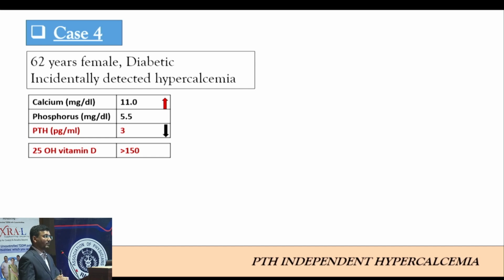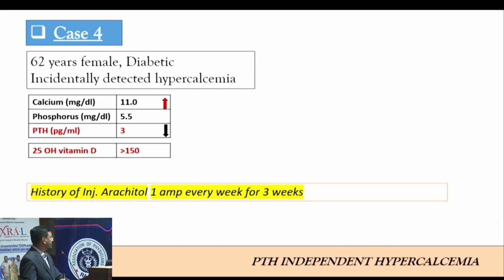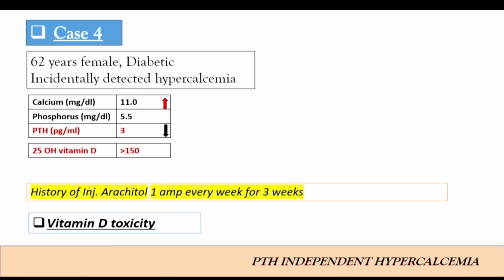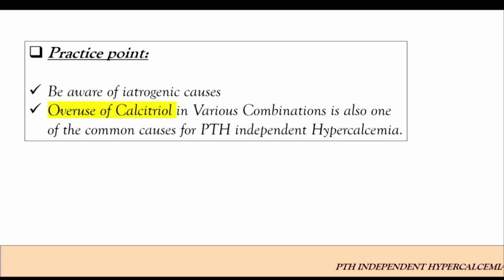The vitamin D level was checked next; it is more than 150. On history, she had taken an injection of cholecalciferol, 1 ampule every week for 3 weeks. We know such patients come across. So this happens. It is a simple case of vitamin D toxicity. If the patient is not very symptomatic, we can just leave them alone and they will be fine. If the patient is symptomatic, then for a brief duration we can give them a short course of steroid. So the practice point here is we should be aware of the iatrogenic causes.